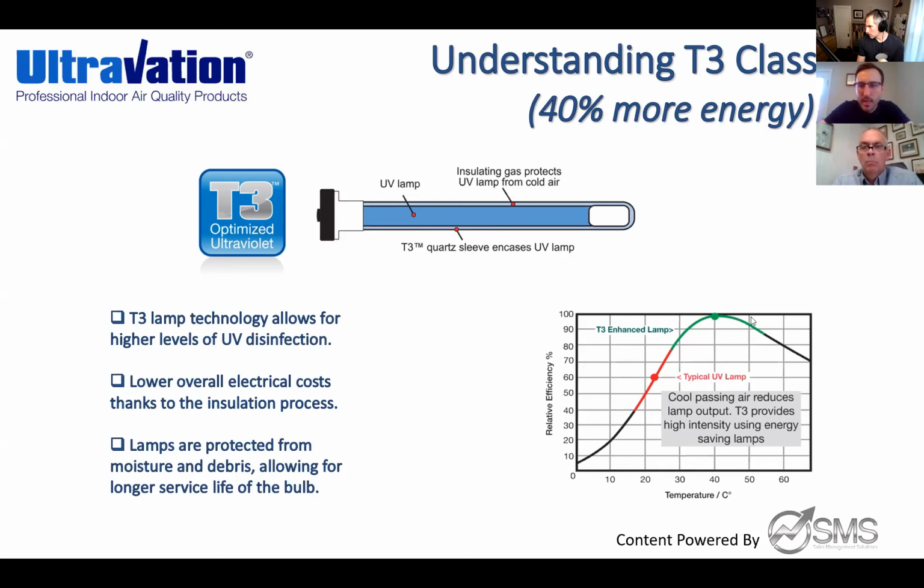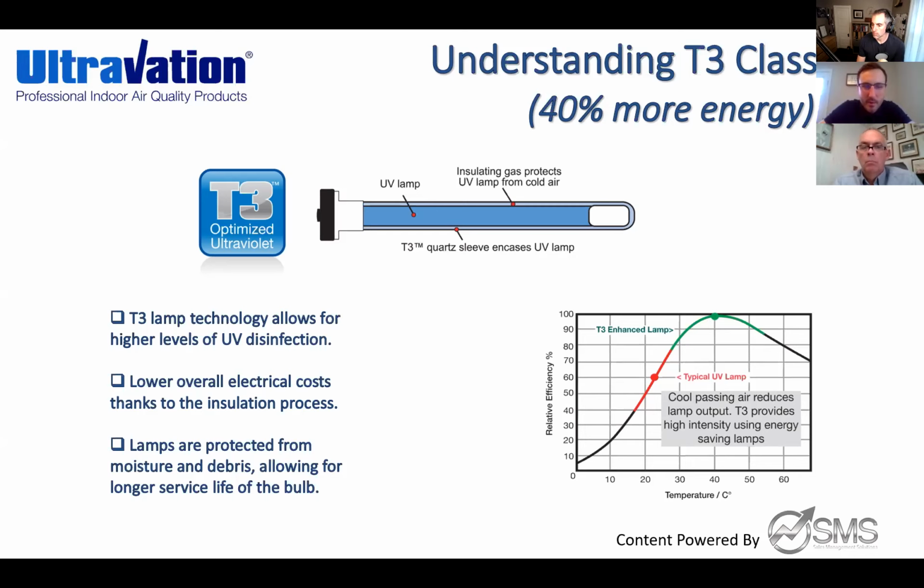So the red dot on the chart there shows a normal typical UV lamp at about 60% efficiency. And then you're going to look all the way up to the top at the T3 lamp that's showing about 100% efficiency. Now, the T3 lamp technology allows for higher levels of UV disinfection, lower overall electrical cost and installation process.